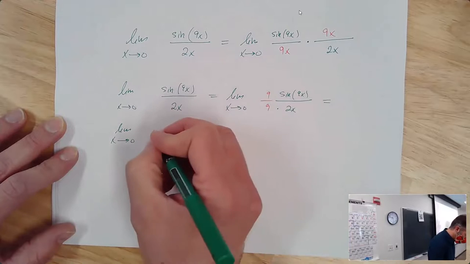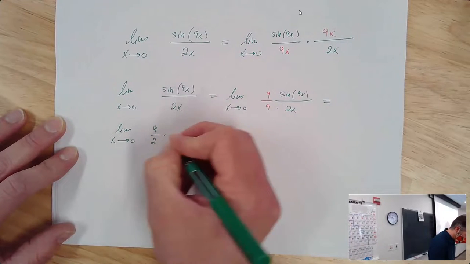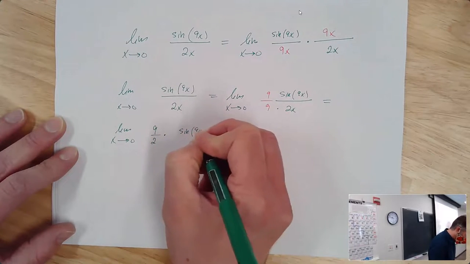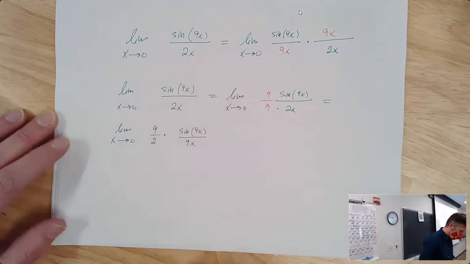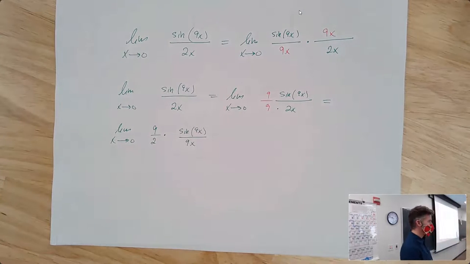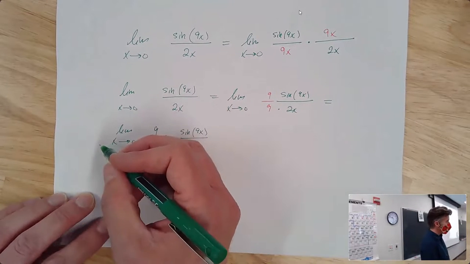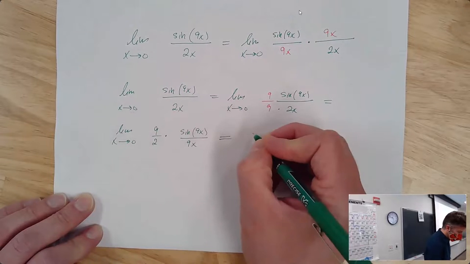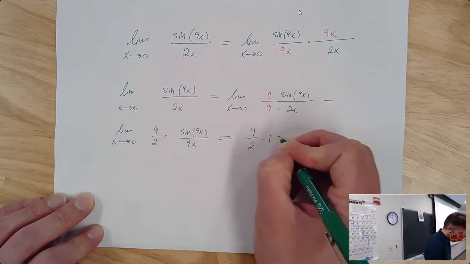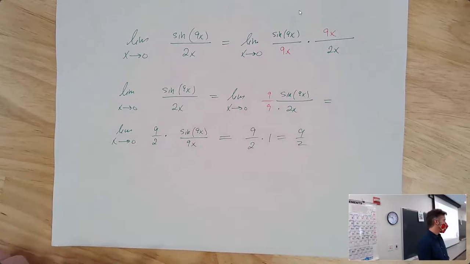Great. So I am going to rewrite this now as the limit as x goes to 0 of 9 halves times sine of 9x over 9x. I didn't change anything. I just rearranged where things lived. And then if you really want, you can bring the 9 halves in front. I don't think you need to. Most people just go straight from this to say, okay, you've got 9 halves times 1. That's it.